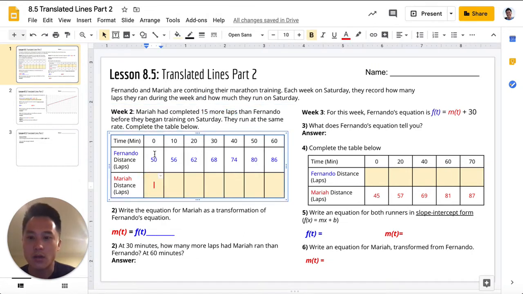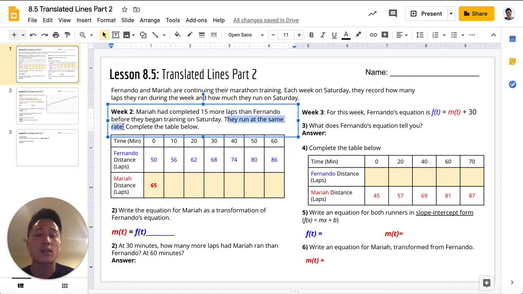So then I know if at 0 minutes, Fernando already had 50 laps, Mariah would have 50, but 15 more than that. So I just have to do 50 plus 15, so that gives me 65. And then the other piece of information is it tells us that they run at the same rate. So they run at the same speed.